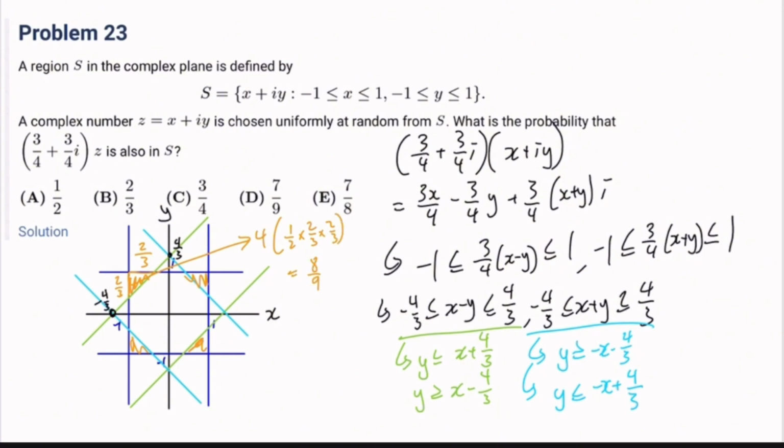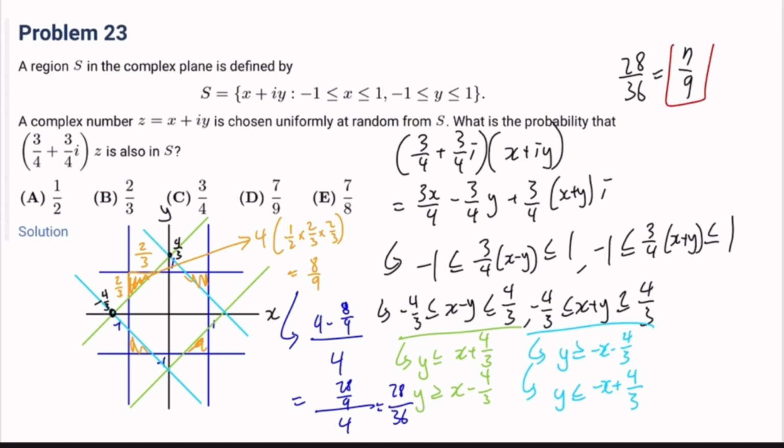So since we know that the whole thing is 4, this is going to be equal to all over 4, and then we have 4 minus 8 over 9, so this is equal to all over 4, and then 28 over 9, right? So this is going to be equal to 28 over 36. This is equal to 7 over 9, and this is our answer. It's D.